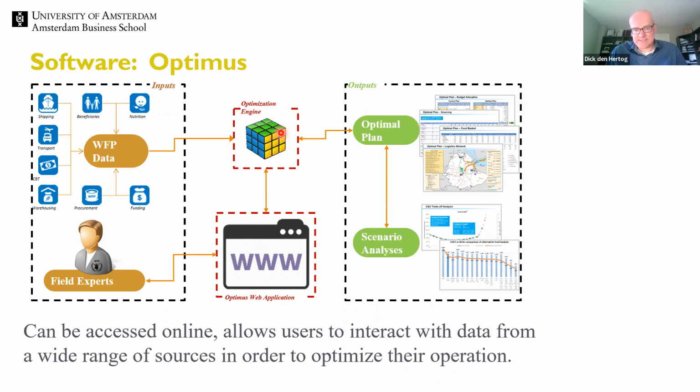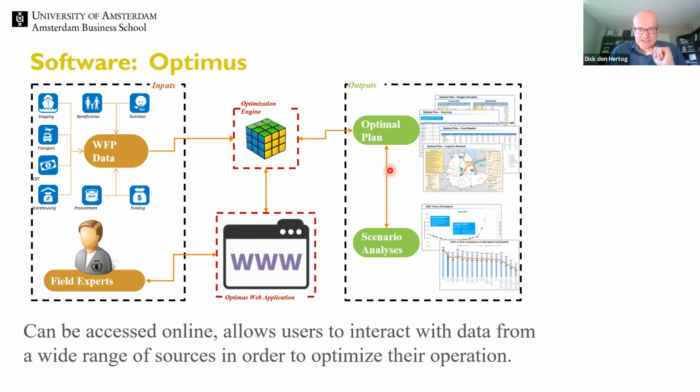They use a lot of input data: shipping data, transport data, warehousing data, and so on. So much time is spent on collecting that data. In fact, I described the model, but maybe the development of the model is just the easiest part, and also the part that costs the least amount of time. But collecting the data is a really very time-consuming activity. So that's when Optimus is used, and then the optimal plan is generated and analyzed.